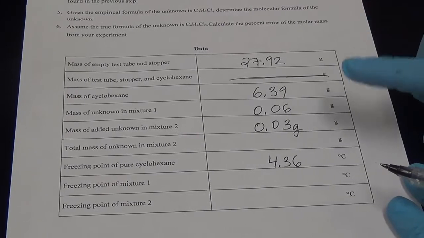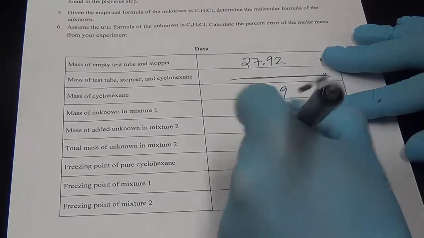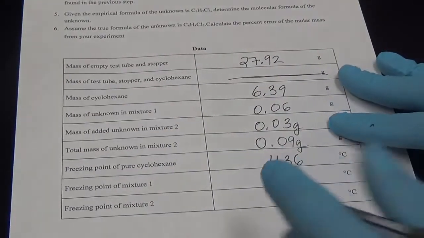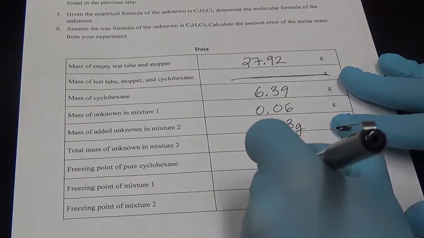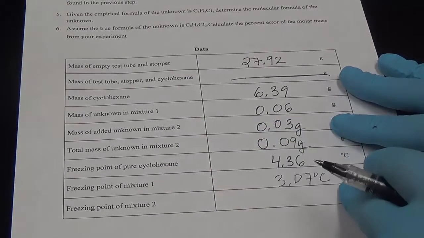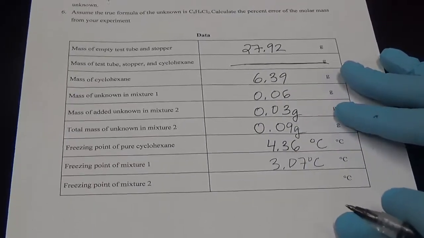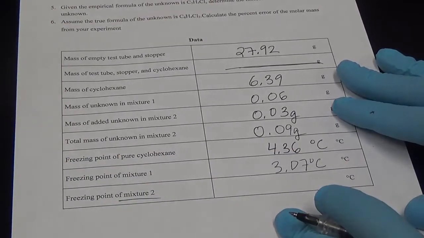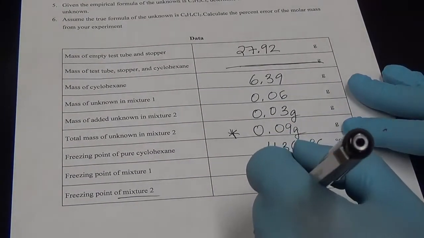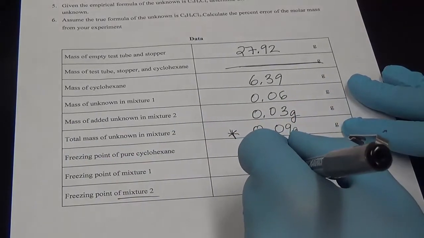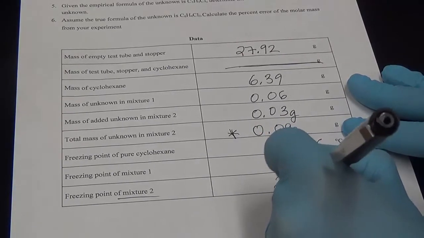So mixture one, we added another 0.03 grams for mixture two. So the total here is going to be about 0.09 grams. And our freezing point for mixture one, we calculated it by taking a mean average of the plateau region. And we got about 3.07 degrees C. So notice we added 0.06 grams of the unknown, and our freezing point went down from 4.36 to 3.07. We added an additional 0.03 for a total of 0.09 grams. And looking at our data, again, averaging that plateau region towards the end of the graph, the new freezing point of this mixture was about 2.06 degrees C.